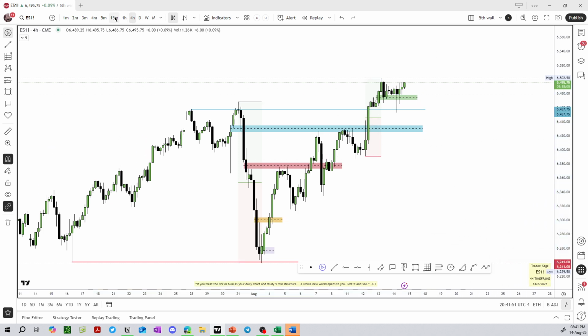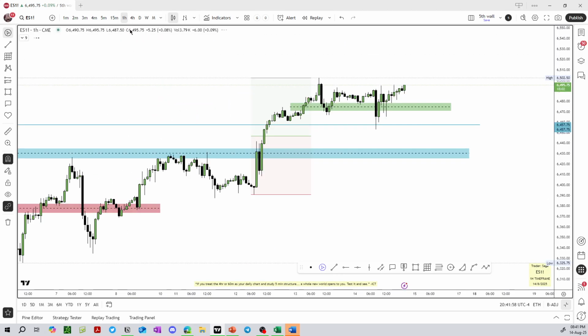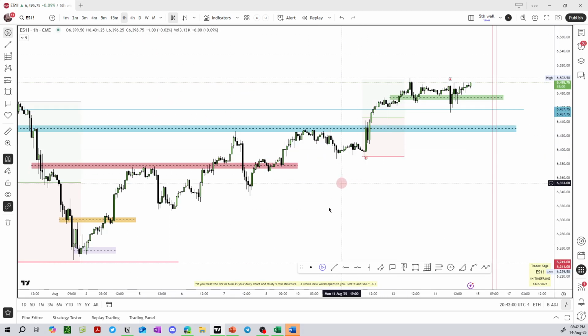All right, so boom, right? Do the triple screen. You can go from the 4 hour to the 1 hour. Look for opportunities there. But let's test out these levels we drew from the 4 hour. We're going to go to the 15-minute.